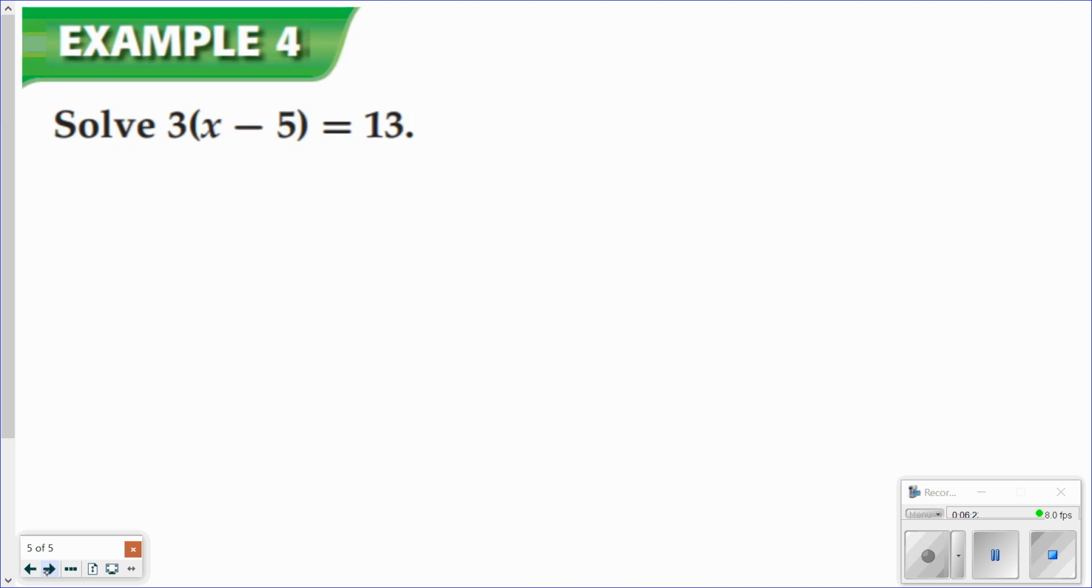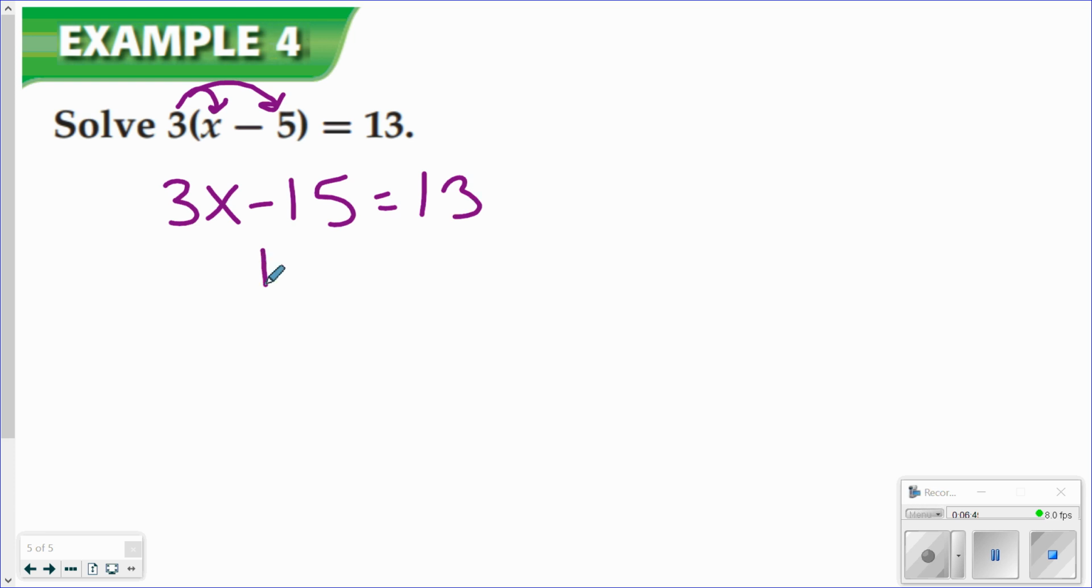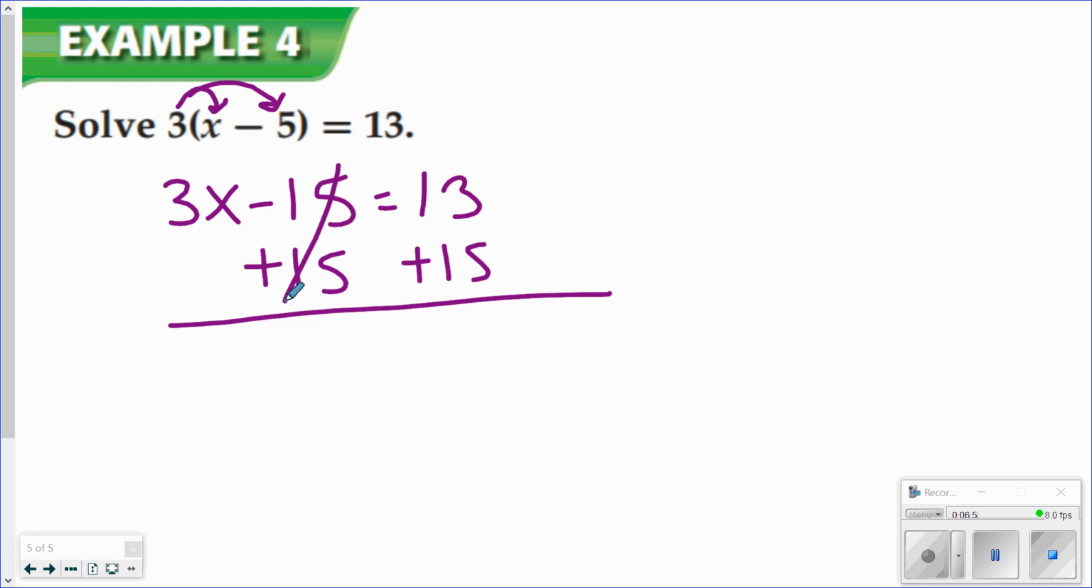The last example here, I want to solve for x. So 3 times the quantity x minus 5 is equal to 13. The first thing I want to do here is distribute this 3 to everything inside the parentheses, which gives me 3x minus 15 is equal to 13. What do I do next? I'm going to add 15 to each side. So that ends up giving me 3x is equal to 28.